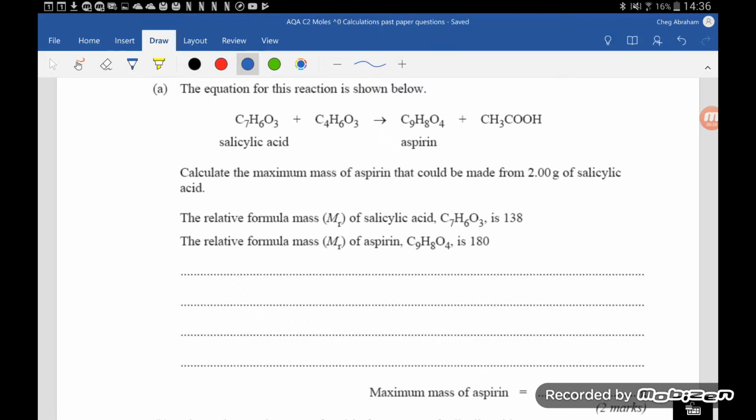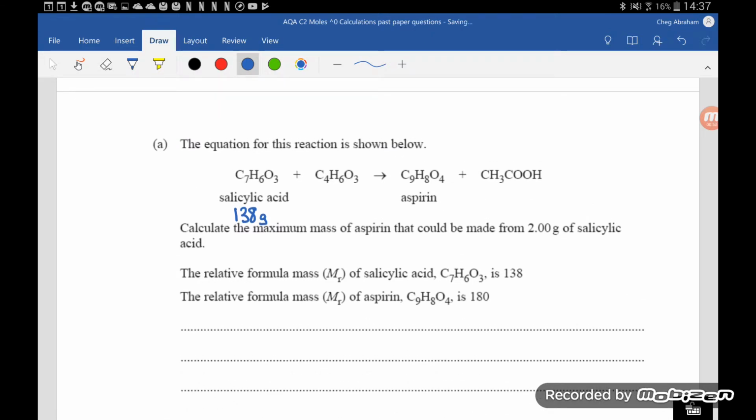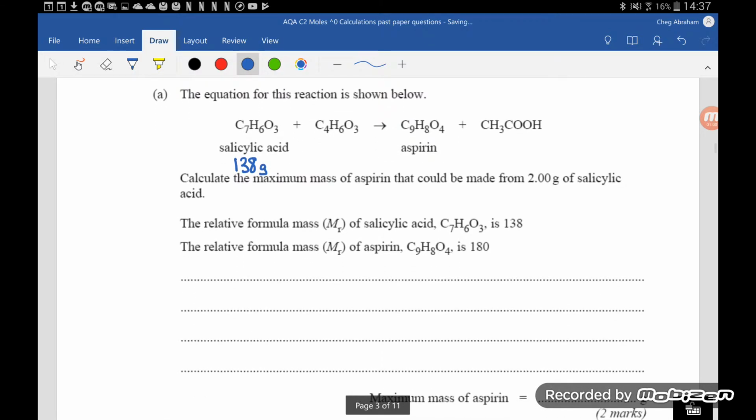So there's something here called salicylic acid, which is used to make aspirin. And they've asked you to calculate the maximum mass of aspirin that can be made from 2 grams of salicylic acid. And they've even given you the relative formula masses of the compounds here. So we have here that salicylic acid is 138, and for how much 1 mole weighs, it's 138 grams. And they say here that the mass of aspirin is 180.